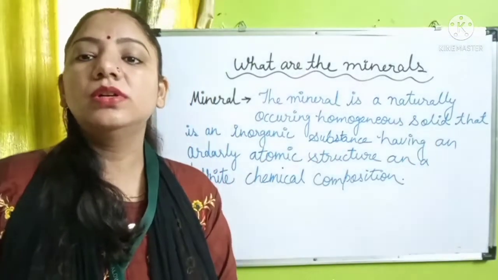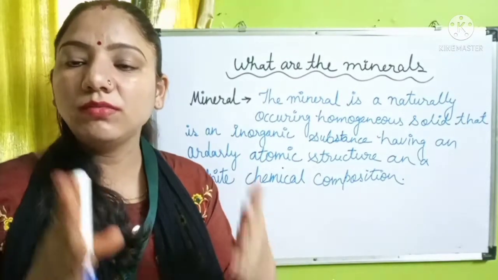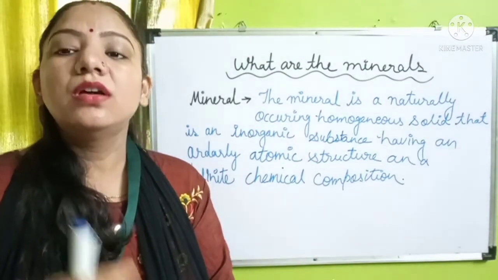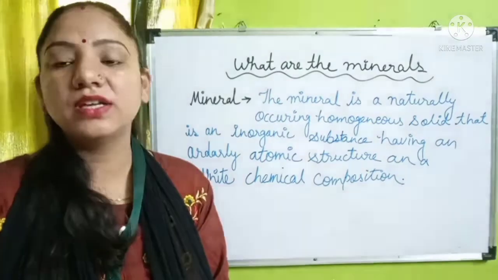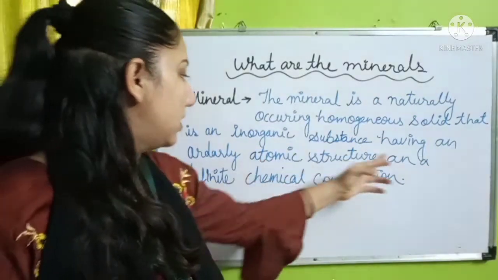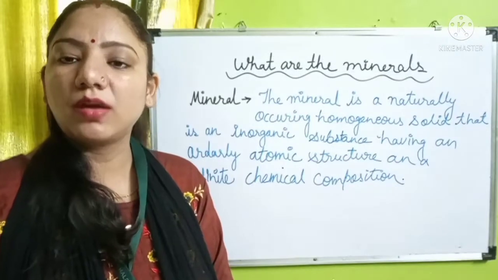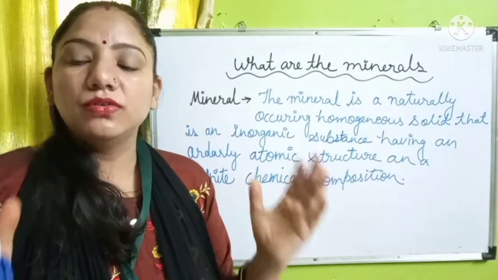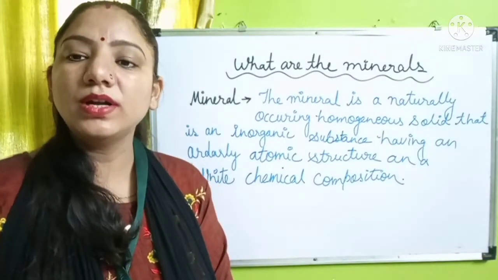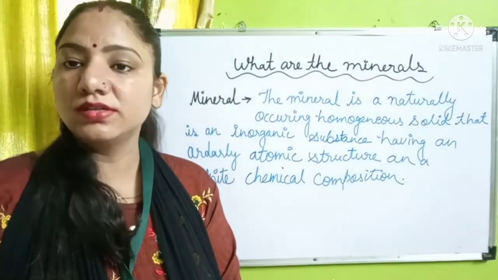Means we all know the minerals also have a kind of atomic structure, as well as the chemical composition through which we can identify the characteristics of the minerals: atomic structure and a definite chemical composition. And the composition is required for formation of our earth's crust. So let's see what are the major elements through which our earth is composed.